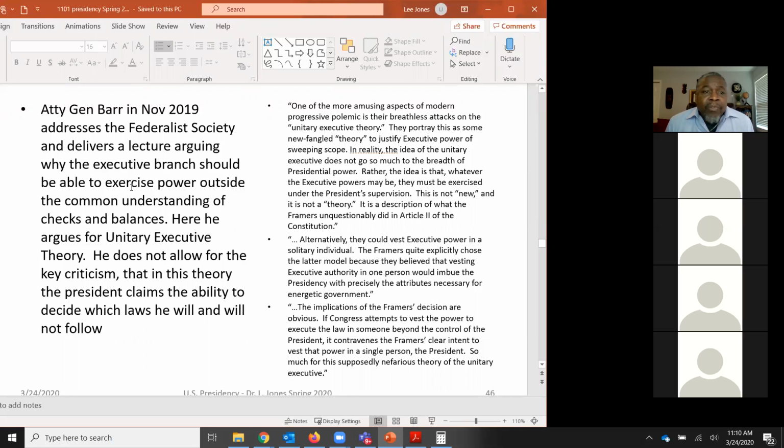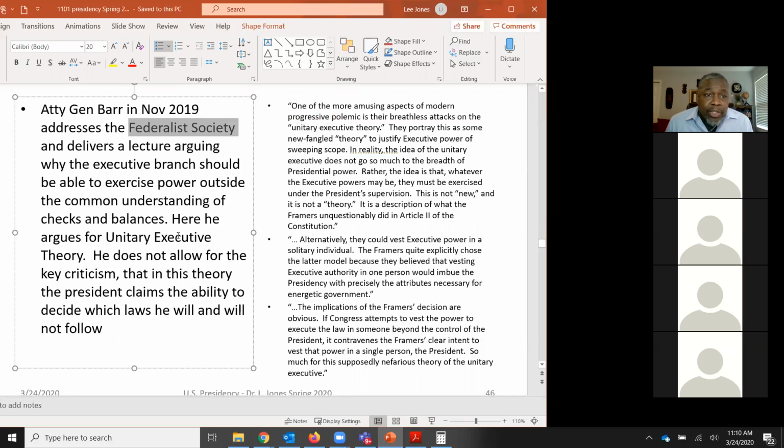Attorney General Barr, November 2019, gave a speech to the Federalist Society. If you don't know the Federalist Society and you want to understand how Donald Trump is making appointment after appointment, dozens and dozens of conservative appointments to the federal bench, he's essentially pulling from a list given to him by the Federalist Society. This is a conservative group of lawyers and jurists, and they are essentially looking to, let's say, engage in a conservative makeover of American jurisprudence. That's just a good, tight way to say it.